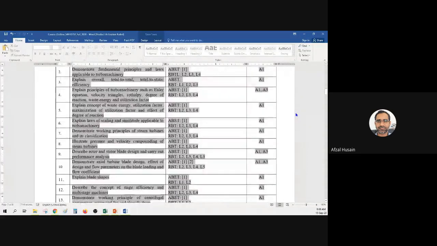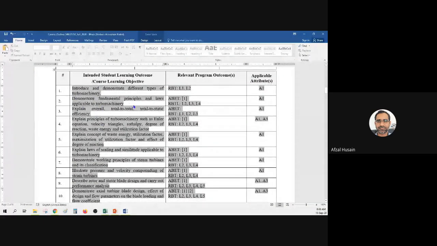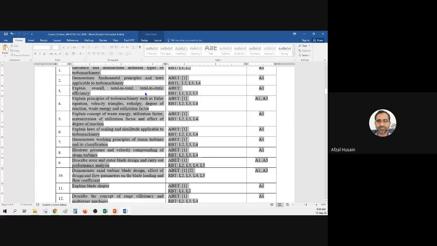Okay. So these are the course and learning objectives. If you see here, we will be going through different machinery. First of all, we are demonstrating the principles, and then some difference between total-to-total and total-to-static efficiency. So there are some new terms that you will see. And then the concept of waste energy, utilization factor, maximization of utilization factor, etc. And then we will do dimensional analysis and similitude. And then we will start the real turbomachinery problems.